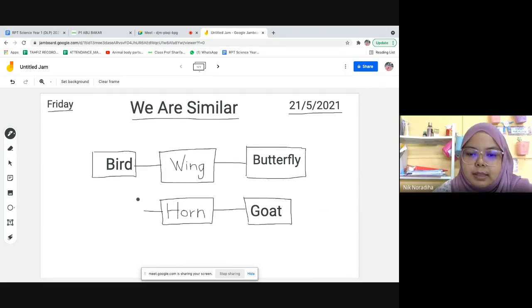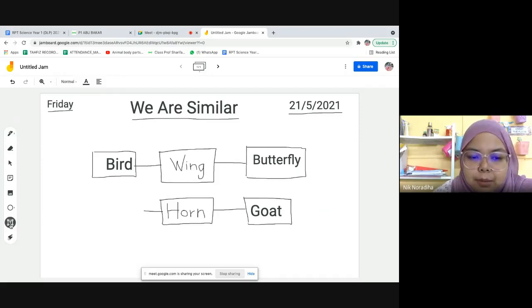All right. Okay. Amma Ashraf. Can Amma Ashraf turn on the microphone? Yes, teacher. Okay, Amma, can Amma give teacher one example of an animal that has a horn? Buffalo. Buffalo, good job. Thank you, Amma.